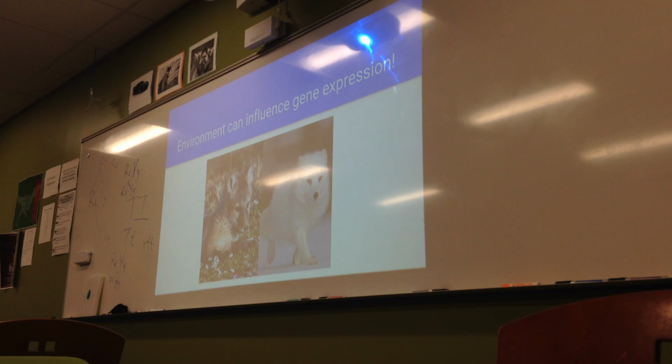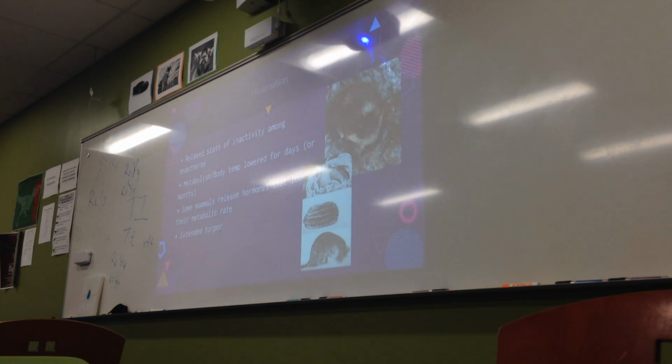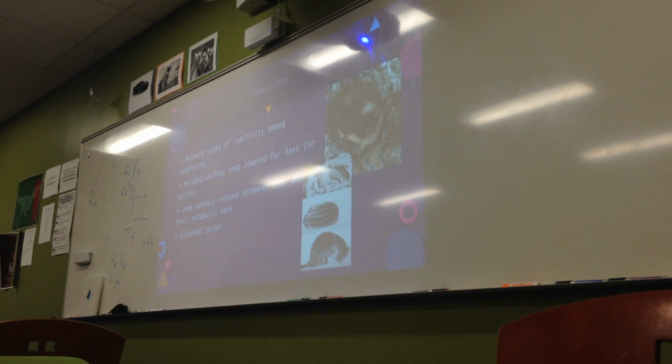Environment can influence gene expression. This is an example of our fox. In certain temperatures, the proteins will either express this black fur or the white fur. In the colder temperatures, it'll be white for the fox to be able to camouflage in the winter. We have imprinting behaviors. We have a lot of behaviors. Some of them are learned, some of them are innate.